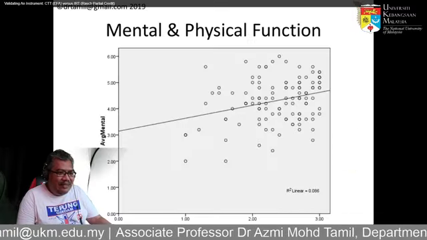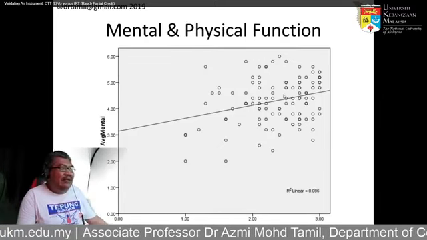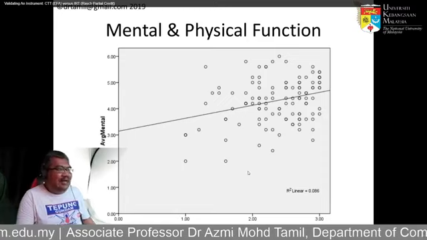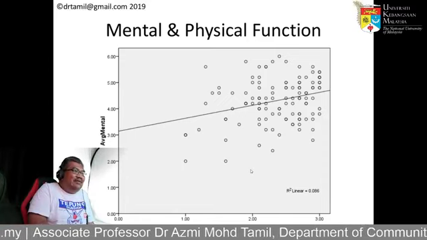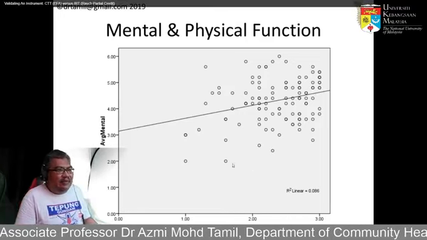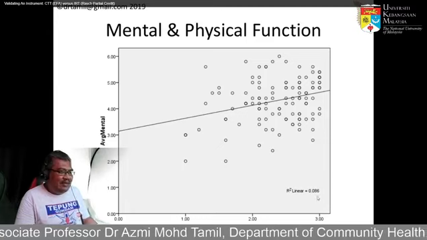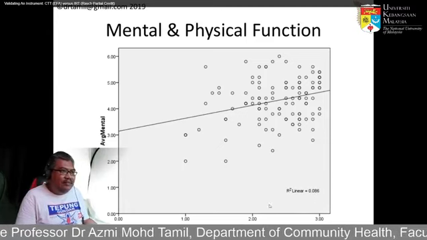That's clear. So that is how we got that one. Now you can see, if you look at the mental and physical function just now, this is the R squared. You can see that there is some correlation there.